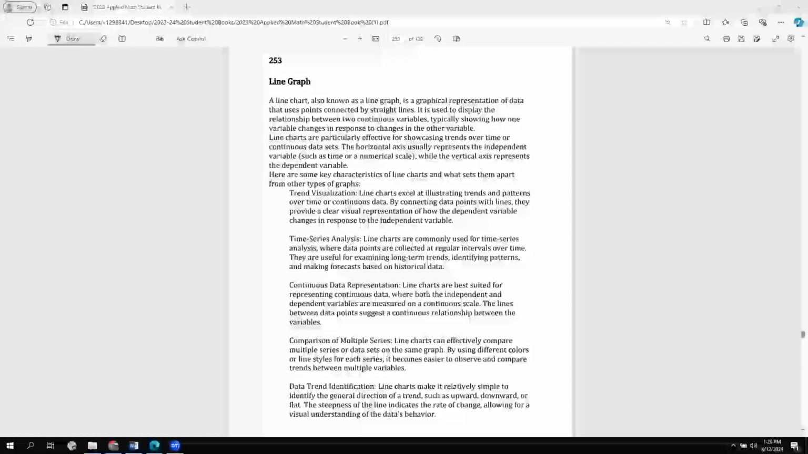Now, let me talk to you because we talked about what was special about bar graphs. Bar graphs are special because they show quantity, and it could be any category of information. Line graphs are different. They're special in a different way. They don't show quantity like a bar graph does. What makes a line graph special is that it shows change over time.